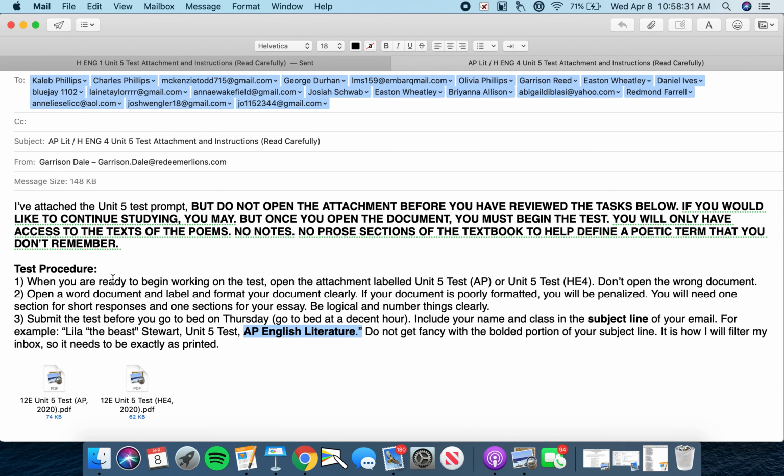To reiterate some of these basic instructions, make sure you open up the correct attachment. Make sure you create your own Word document that is labeled and formatted clearly and correctly, and make sure that you label the subject line of your email correctly whenever you turn your test in. All right, so open up the attachment that is appropriate for your class.